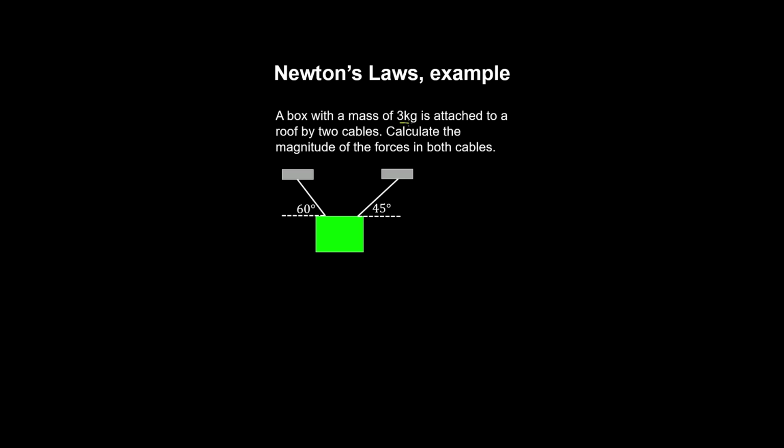A box with a mass of 3 kilos is attached to a roof by 2 cables, and we're to calculate the magnitude of the forces in both cables. So drawing a free body diagram of the block, we have the force of weight and the tensile forces in both of those cables. So given the block is in static equilibrium, we can apply Newton's first law in the horizontal and vertical directions.